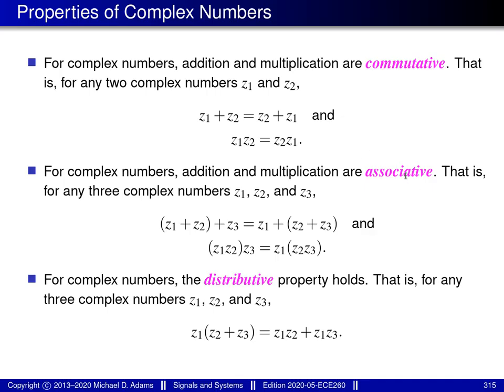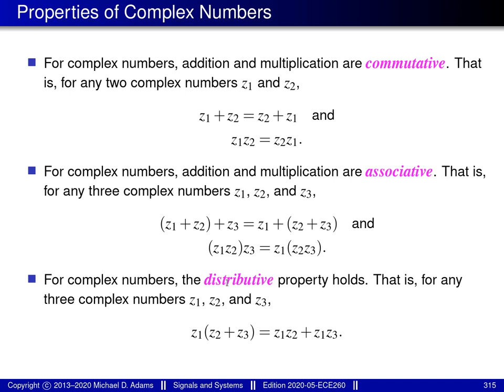For complex numbers, addition and multiplication are also associative. This means it doesn't matter how you group operations. So if I have three complex numbers that are added together, z1 plus z2 plus z3, it doesn't matter whether I add the first two numbers first and then add the third number, or whether I add the last two numbers first and then add the first number to that. And similarly with multiplication, it doesn't matter how you group multiplication operations.